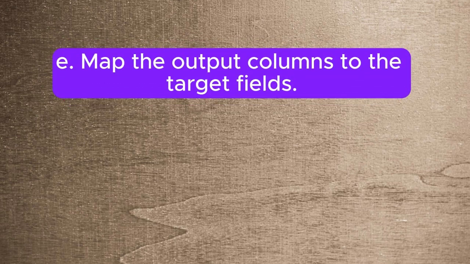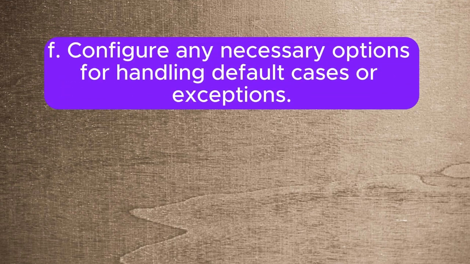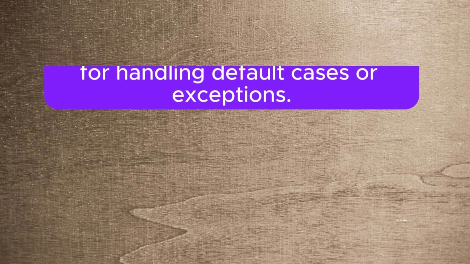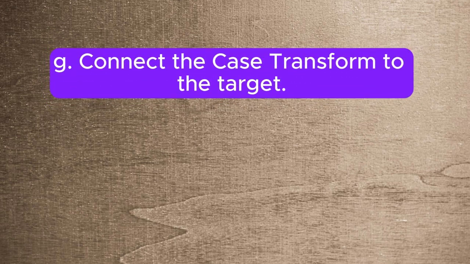E. Map the output columns to the target fields. F. Configure any necessary options for handling default cases or exceptions. G. Connect the case transform to the target.